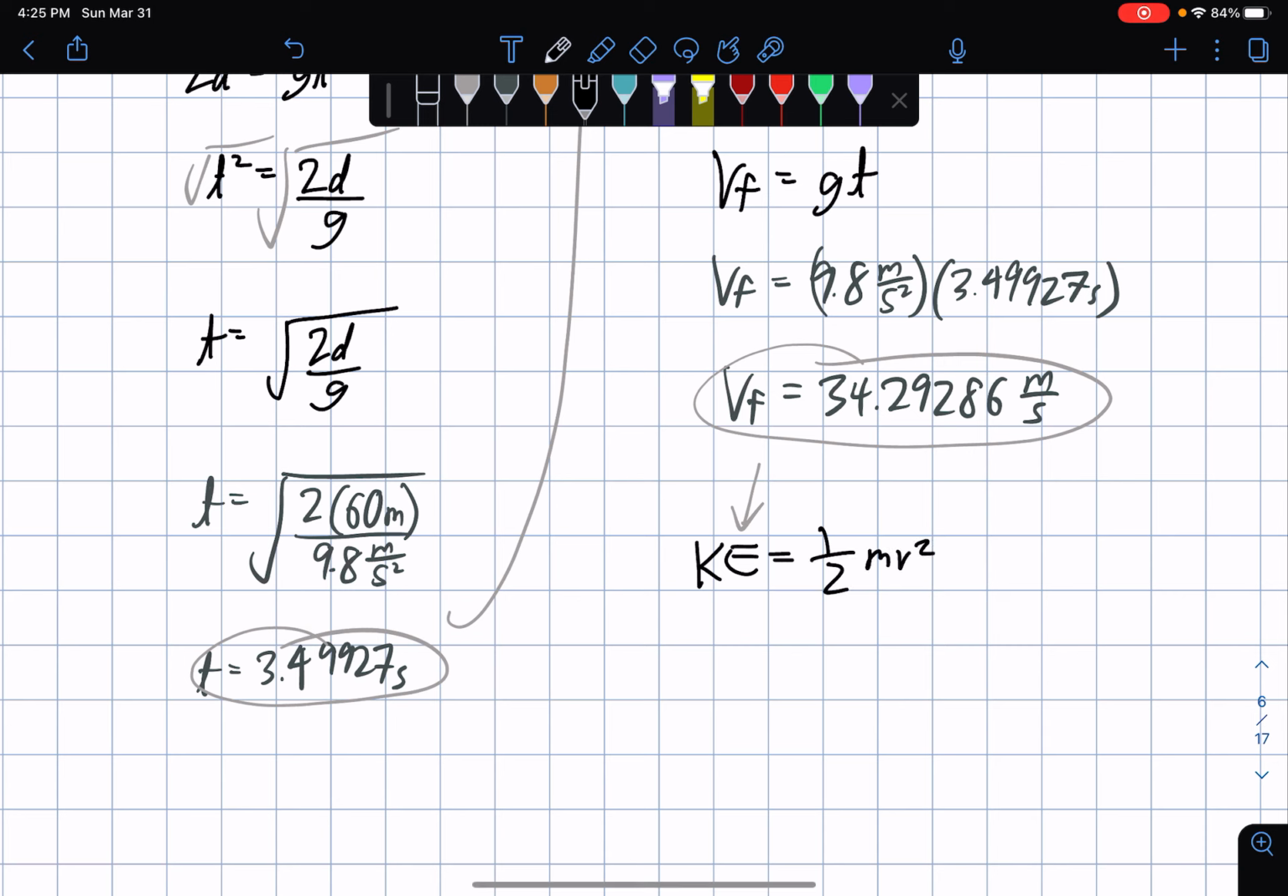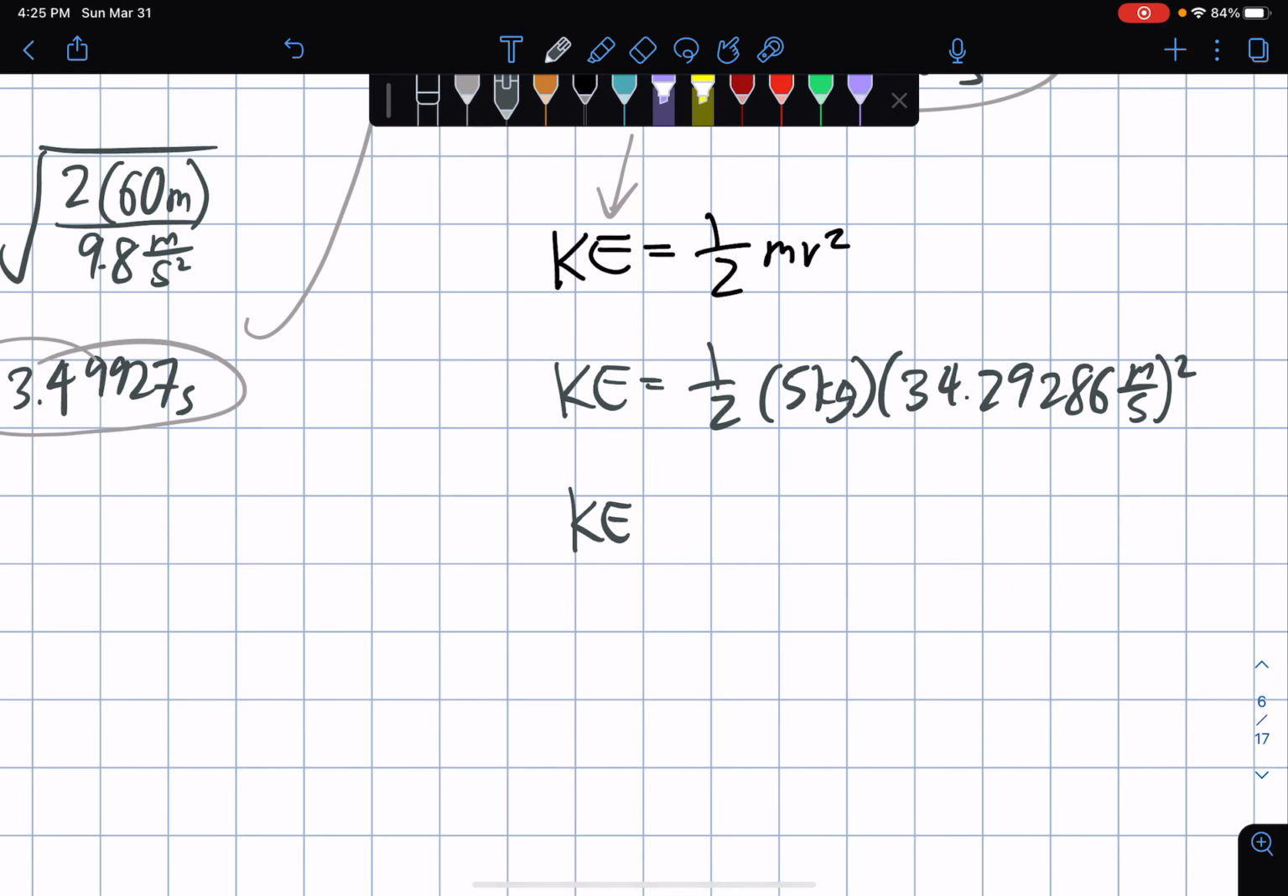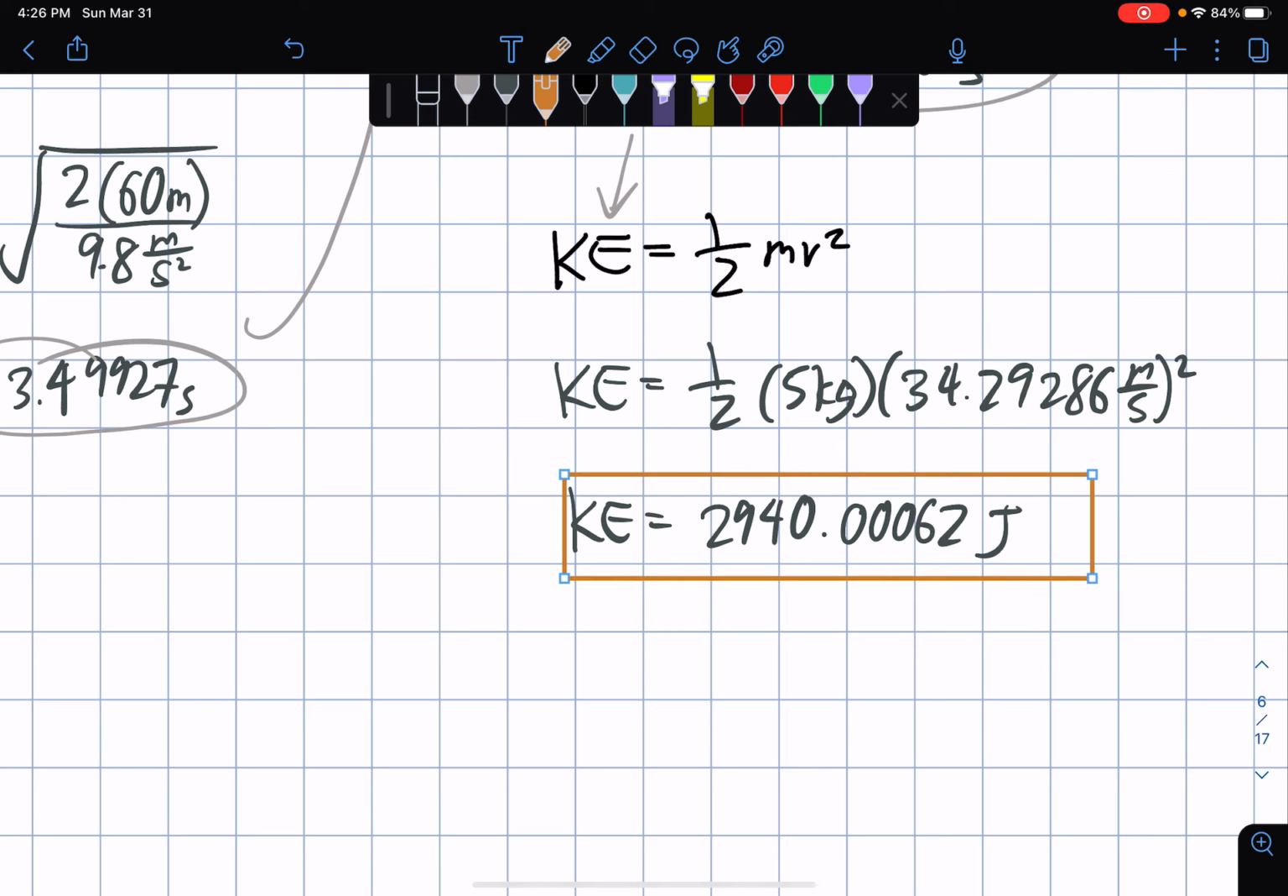Now that we have that VF, let's bring out the formula of KE again. 1/2 mv raised to 2. 1/2 times the mass. Mass is what? 5 kilograms, right? How about the velocity, which is the final velocity? We have 34.29286 meters per second, and we put squared. KE, therefore, is equal to what? It is equal to 2940.00062 J, or joules.